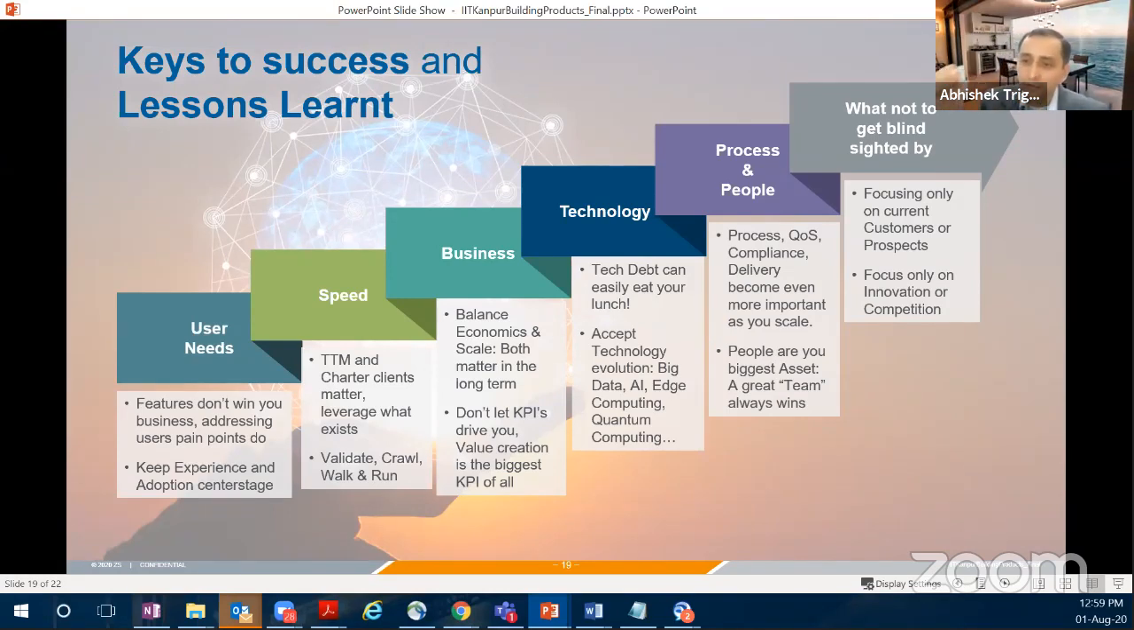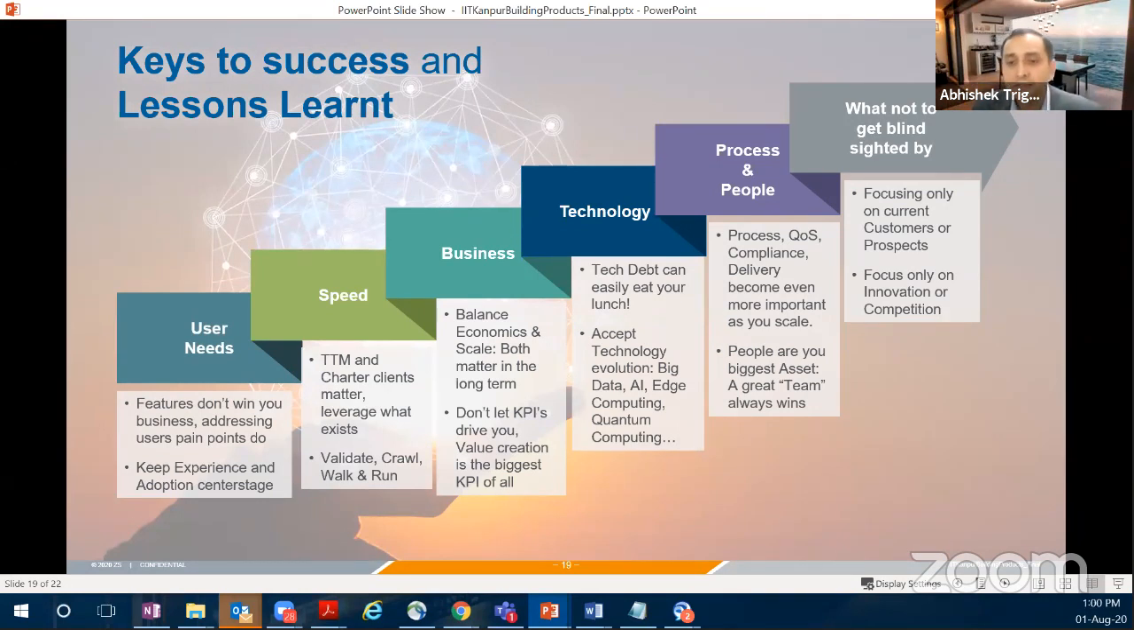And then the other blind side I've seen people often running into is the focus only on current customers, where you look at it and say, oh, these are my 5 customers that I currently have, and these are all the problems they're talking about. These are the features I'm going to work on. Again, you're not focusing on innovation or the delta, which will take you to newer clients in future.